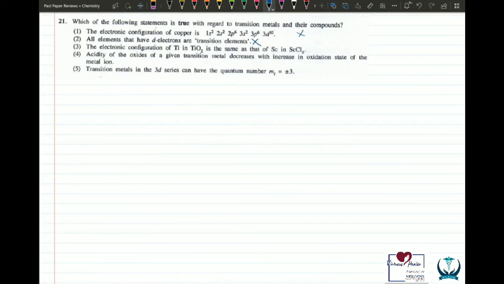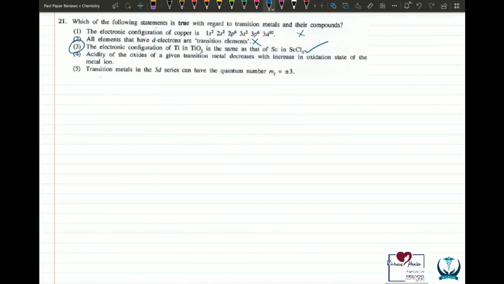Third one, the electronic configuration of titanium in TiO2 is the same as that of scandium in ScCl3. This is true, as Ti4+ and Sc3+ are isoelectronic, which is 1s2, 2s2, 2p6, 3s2 and 3p6. So this is correct. So the answer is number 3.